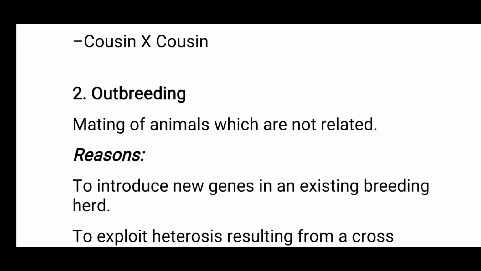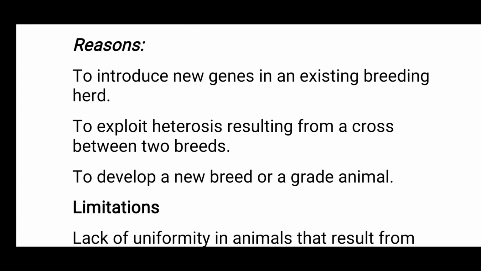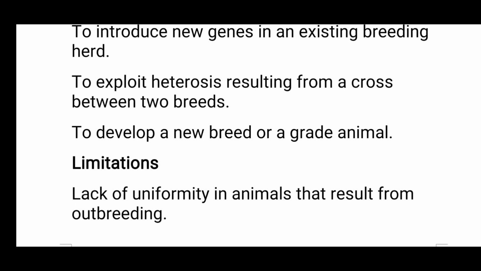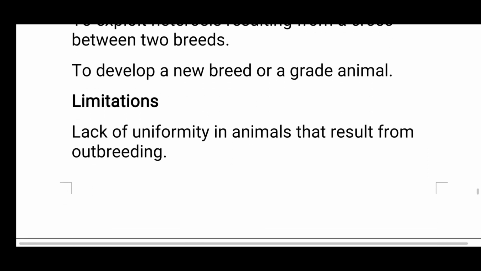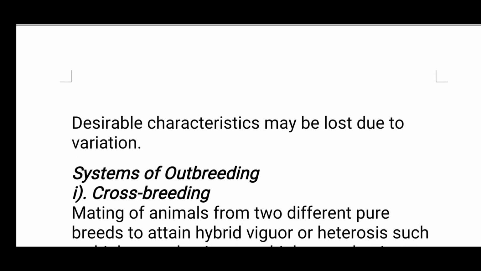The second is outbreeding: mating of animals which are not related. The reasons: first is to introduce new genes into an existing breeding herd. Next, to exploit heterosis resulting from a cross between two breeds. Next, to develop a new breed or a grade animal. Next are limitations: lack of uniformity in animals that result from outbreeding. Next, desirable characteristics may be lost due to variation.